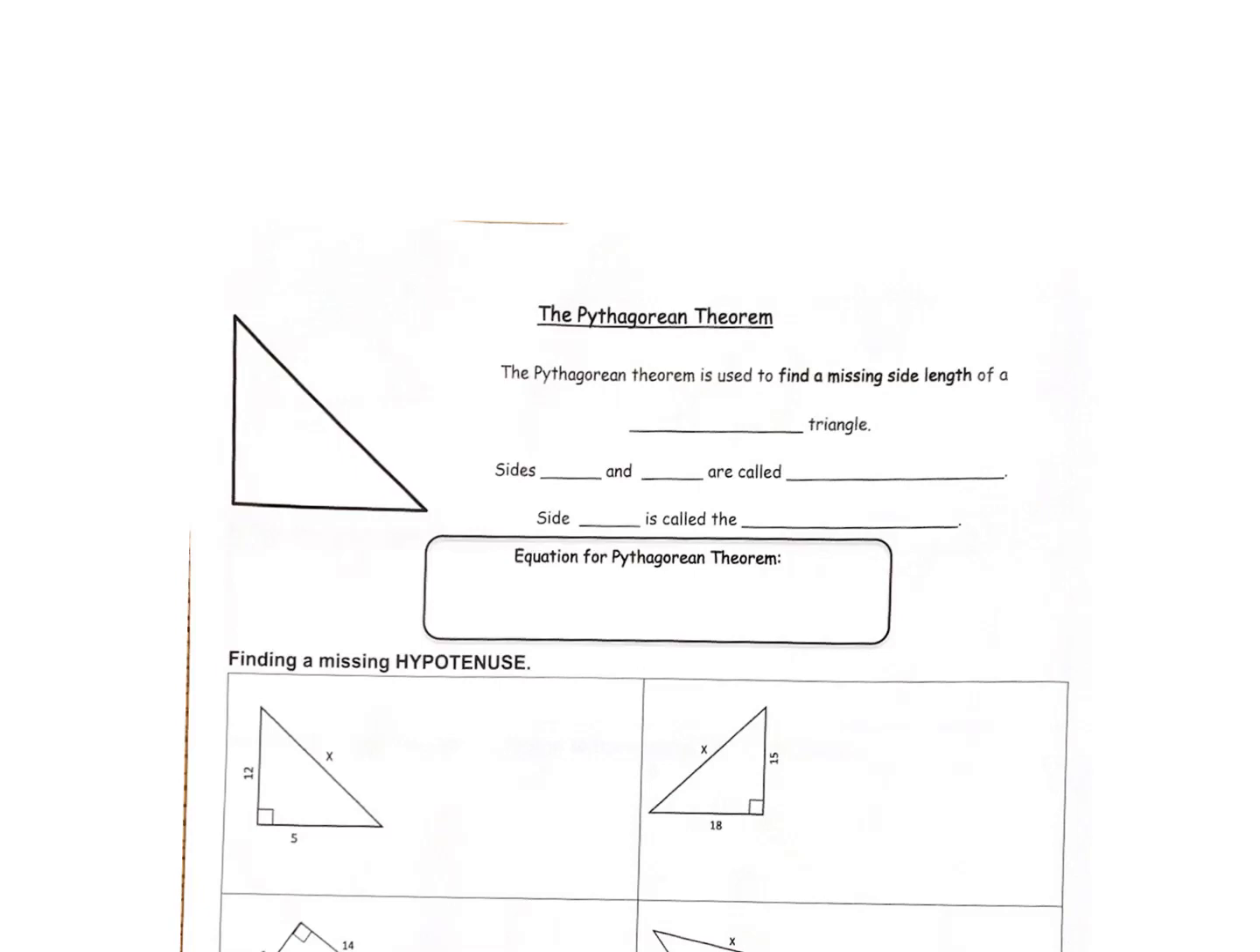Hey everybody, we're starting a new unit called Pythagorean theorem. The Pythagorean theorem is used to find the missing side length of a right triangle. In this right triangle, the two sides, or what we call legs, we'll call A and B. For our purposes, sides A and B are called the legs. And then we have side C here, and this is called the hypotenuse.